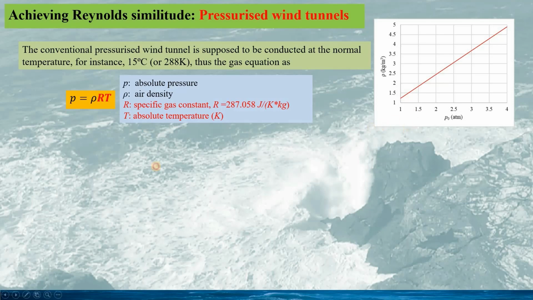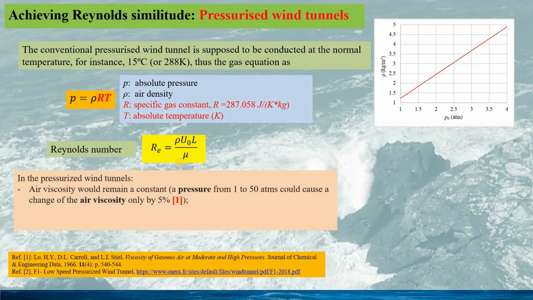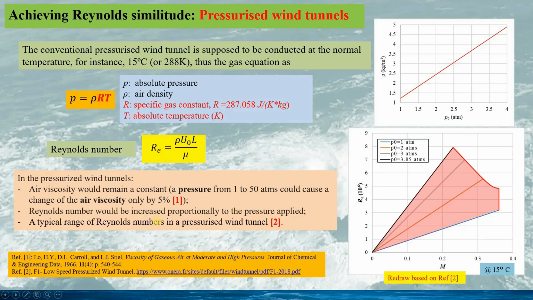See this figure. So for increasing the Reynolds number in such a wind tunnel, for instance, the air viscosity would be taken as a constant since the change would be very small. Thus, the Reynolds number would be increased proportionally to the air density, thus to the pressure applied.